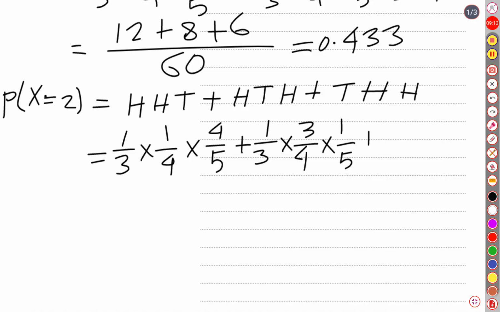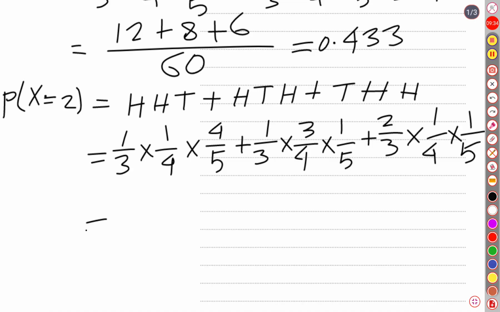So third possible case, first one is tail. So probability of obtaining tail from the first coin is 2 over 3. And second one is head. Probability of obtaining head from the second coin is 1 over 4. And so is for the third one, 1 over 5.